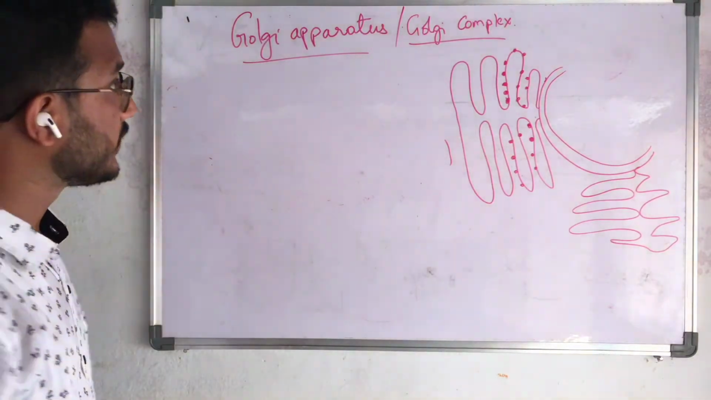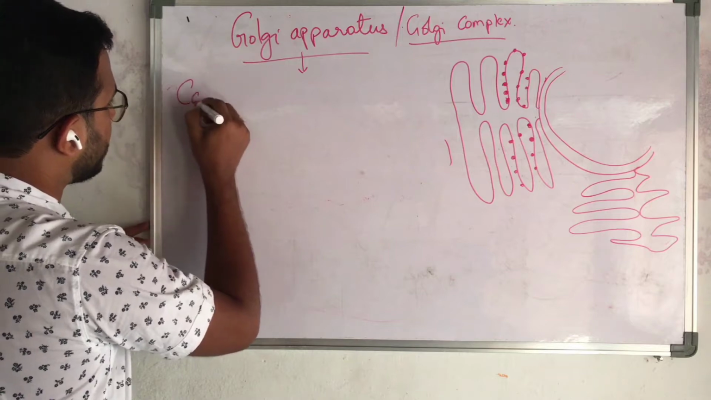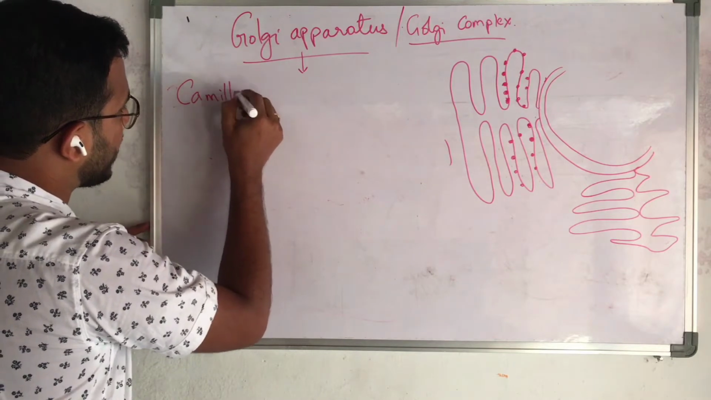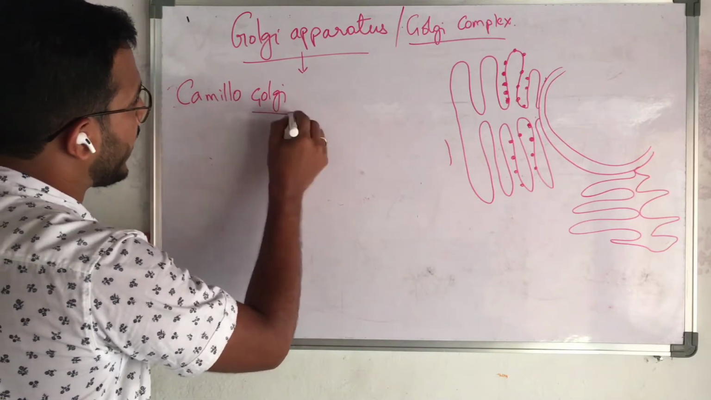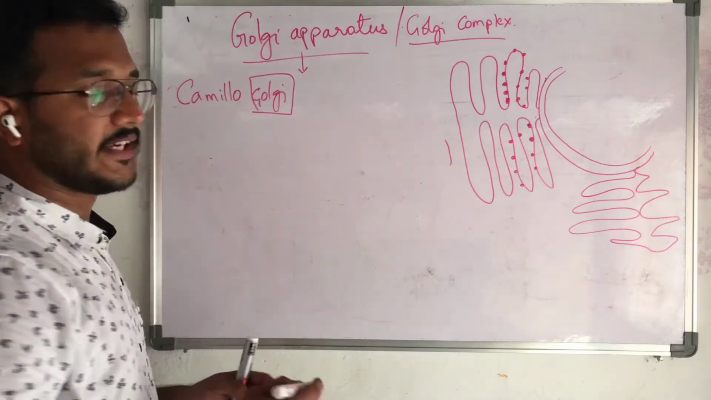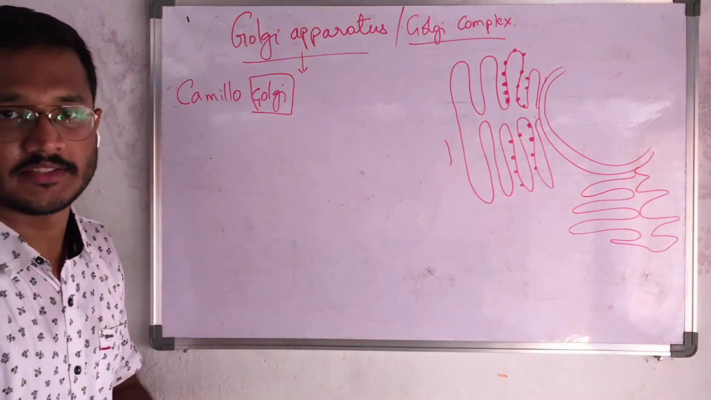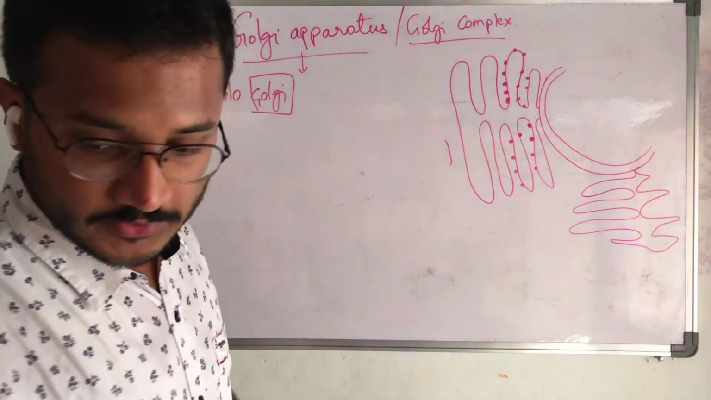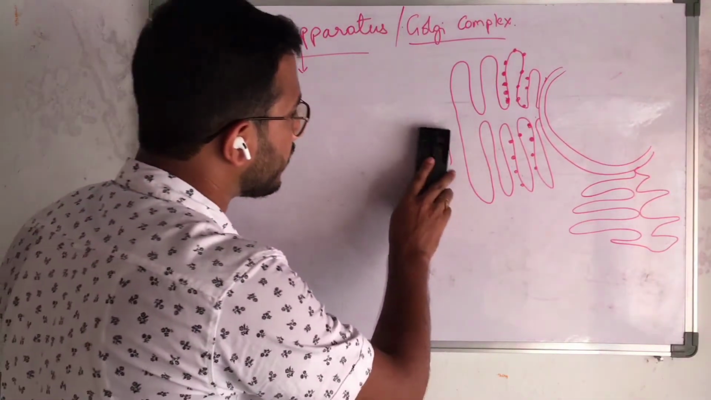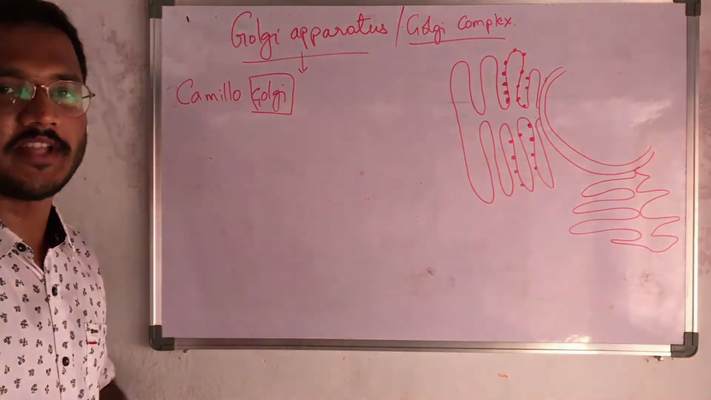Here, this cell organelle was discovered by a scientist whose name is Camillo Golgi. So by his name, this cell organelle is called the Golgi apparatus. Now, we will first see the structure, where the Golgi apparatus is present, and what its function is.